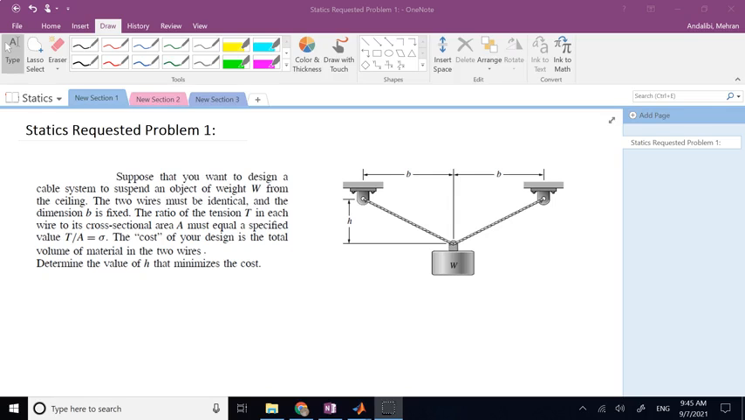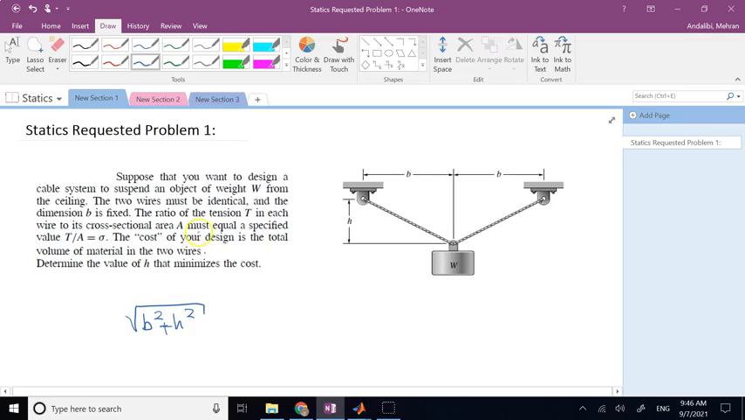So how do we approach this problem? This is statics plus really optimization. The first thing is you have to determine your cost function. So your control variable here is H, but your cost function is the cost of the wires, and it is based on the volume of the material. So if you consider length of each cable L, L is equal to what? Square root of B squared plus H squared.